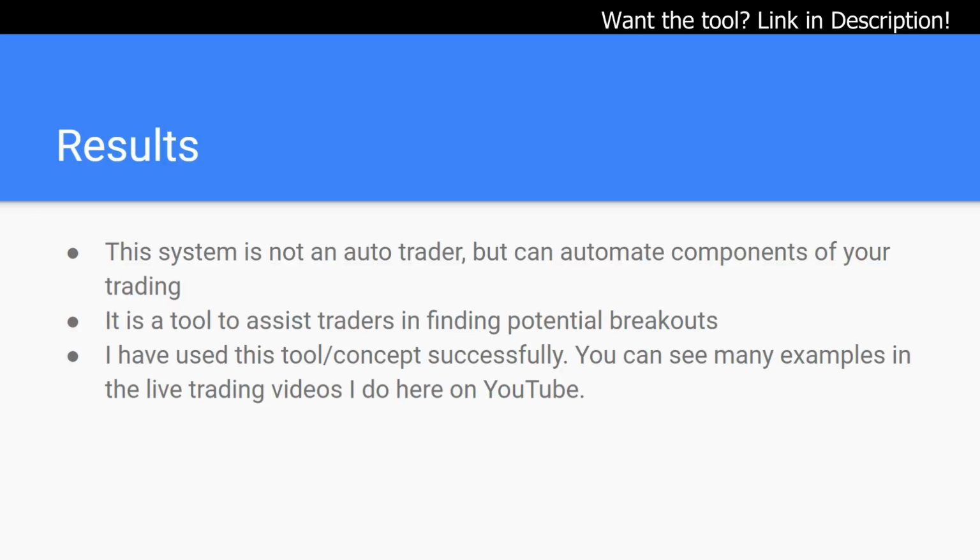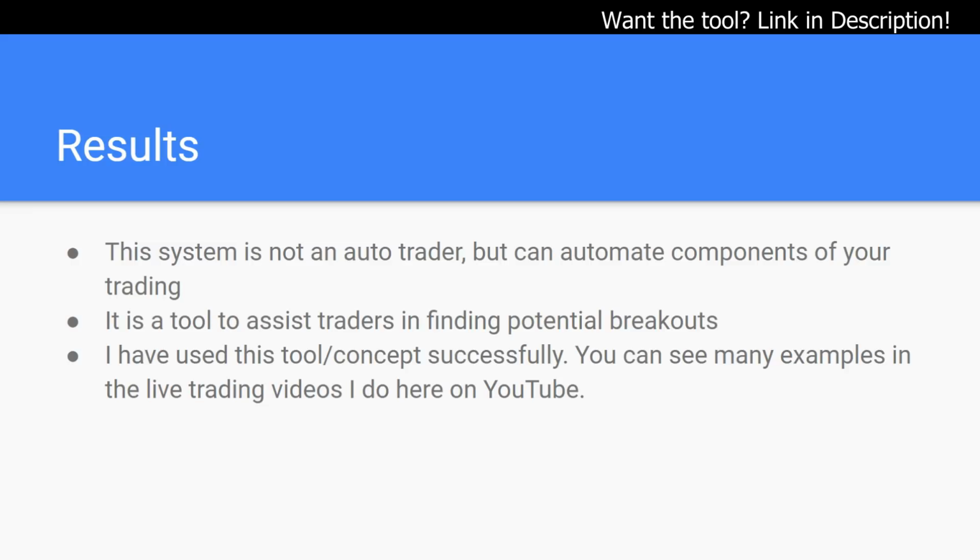So sometimes people can twist it and say, well, it kind of looks like a setup. Well, this takes some of that out because it only operates off of programming and logic. So it's a tool to assist traders in finding potential breakouts. This is a tool. It's not a full automatic trader. And this is exactly how I use it myself. This tool helps me find setups. It doesn't do everything for me, right?